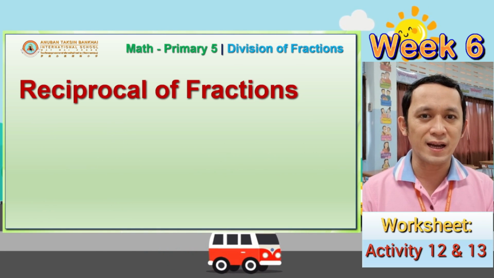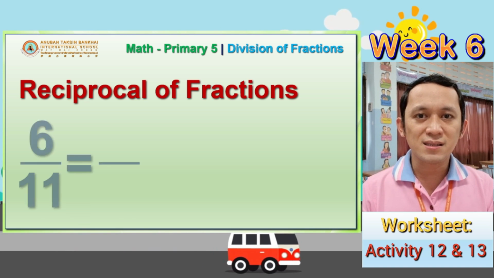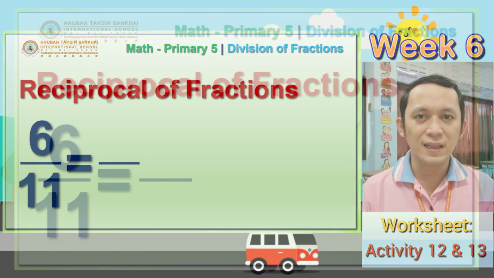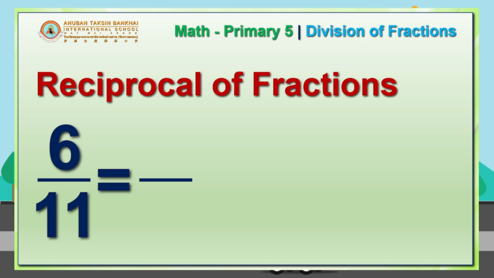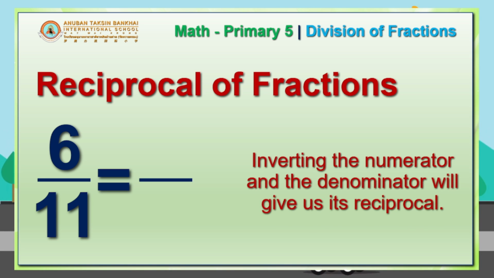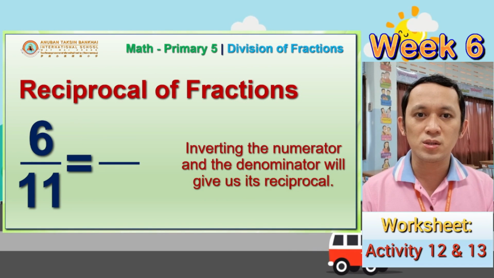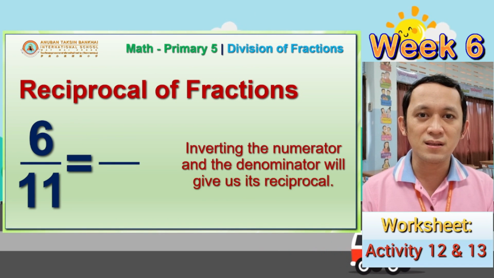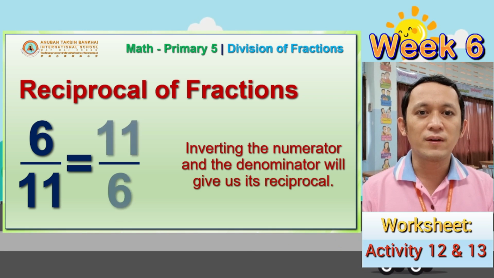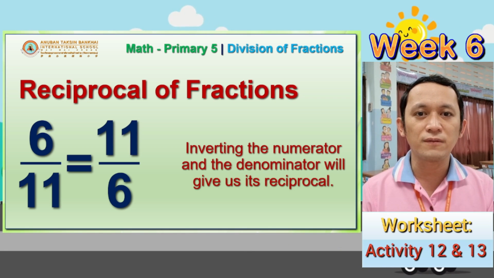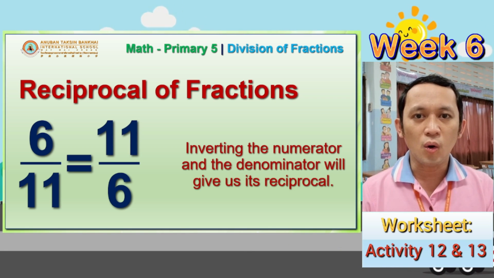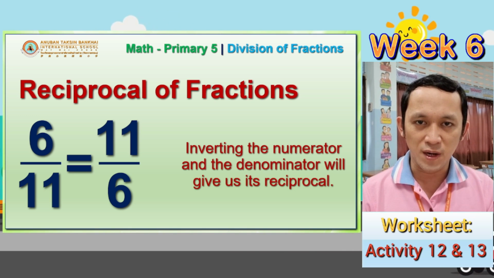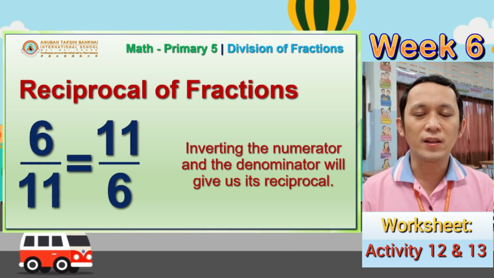Now let's have another example. Let's say 6/11. Again, inverting the numerator and the denominator will give us its reciprocal. So we write 6 as denominator, 11 as our numerator. So we have 11/6. Very, very easy.